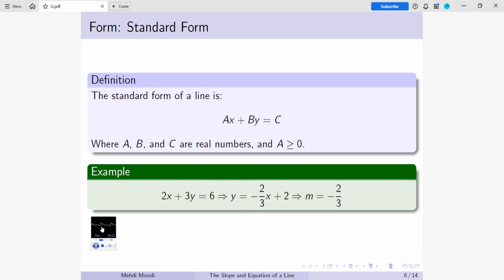Standard form is the most covert form of the line. It looks professional and clean, like it's ready for a job interview, but it doesn't reveal much at first glance. No slope or y-intercept right away. It keeps its secrets until you begin the interview. Just isolate y and you have this guy's LinkedIn profile. By that I mean the slope-intercept form.